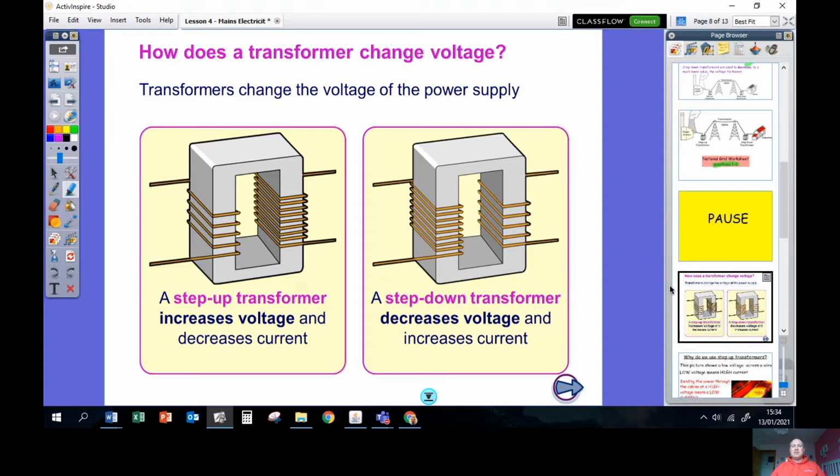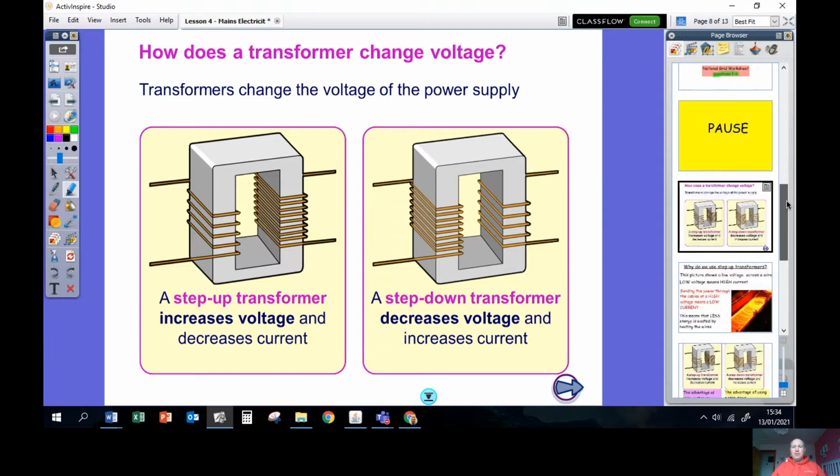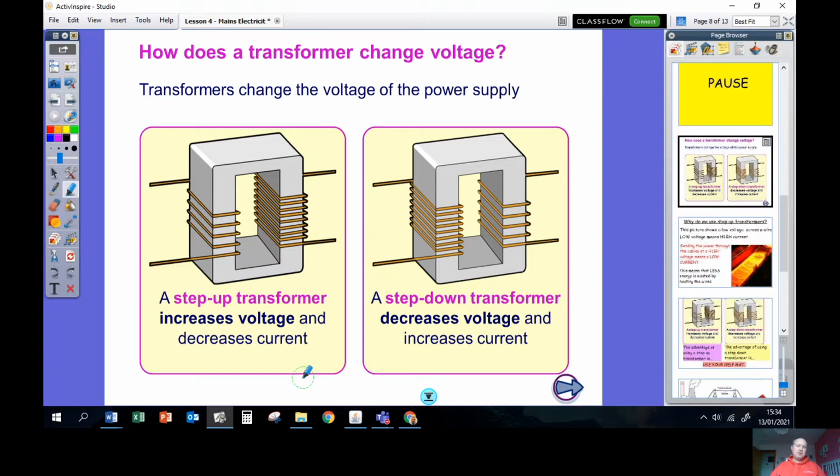So last thing we need to do is actually look at why we bother with these step up and step down transformers. These transformers are really great big metal blocks that the power goes through. And as it goes through the transformers, they change the voltage. We said that a step up transformer increases voltage, and that a step down transformer decreases voltage.